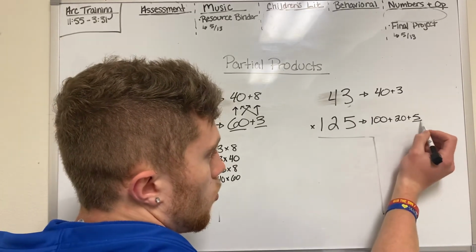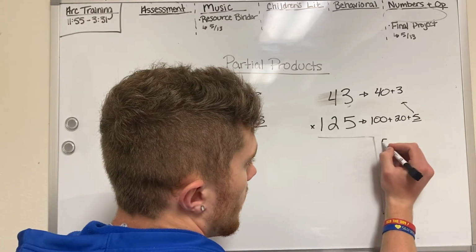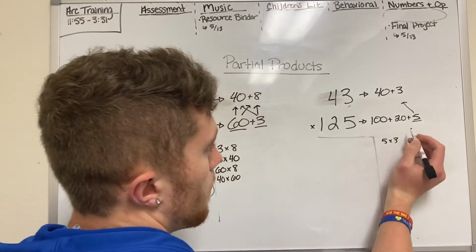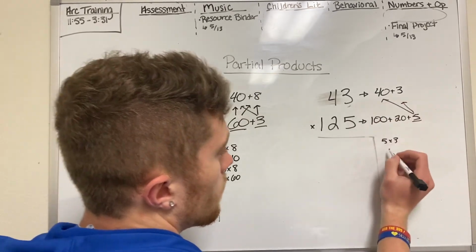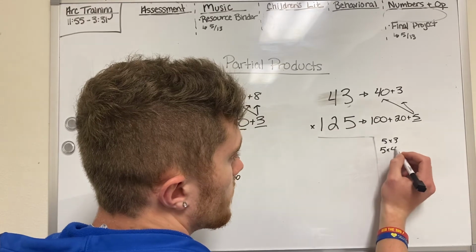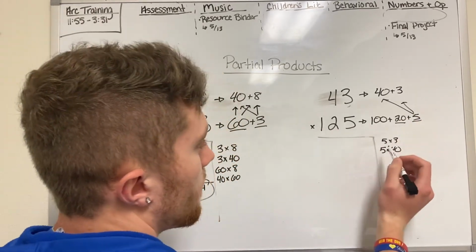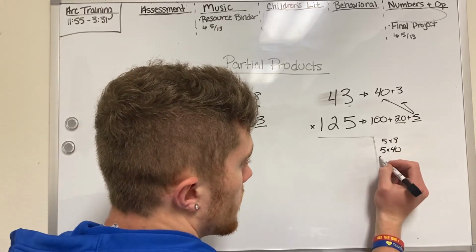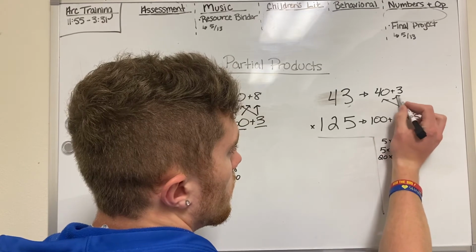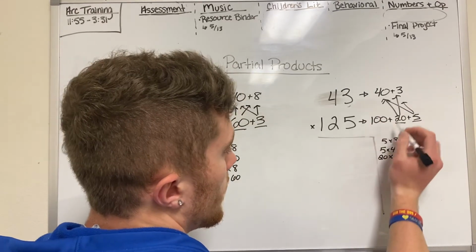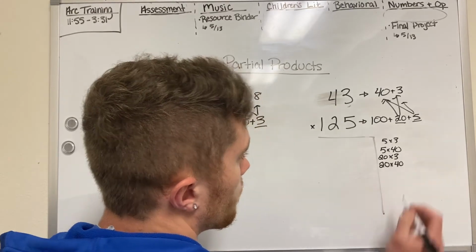Next, we take the ones place and we multiply that by the other ones place. So we have 5 times 3. Now we take the ones place and multiply it by the tens place. We have 5 times 40. Next, we move to the tens place of the bottom factor. 20 times 3. And next, we have 20 times 40.